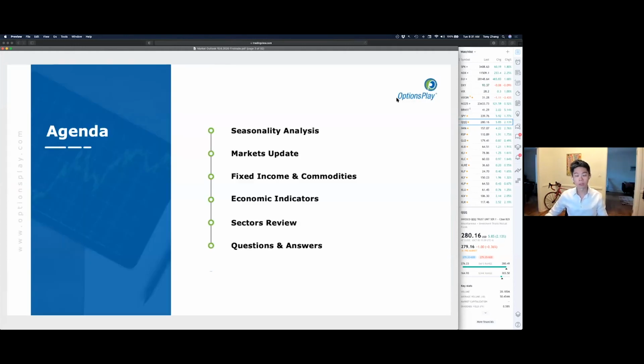So we'll start off today by talking a little bit about Q4 and the seasonality analysis around Q4, specifically around an election year, just so you get a better sense for historically, how does Q4 generally play out, especially with an election coming up, and given what we have seen going into Q4. So seasonality analysis to start off with, then we'll take a look at our normal market update.